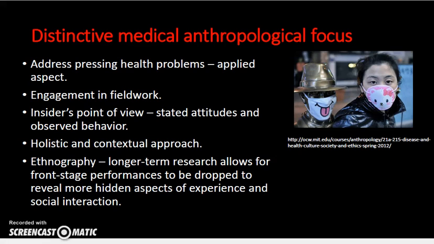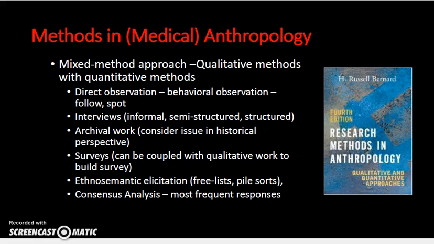Anthropologists, one of the key ideas in anthropology is that it's holistic as well as contextual. And this is something that's really fleshed out in ethnographic fieldwork, which is longer-term research, which allows for front-stage performances of individuals to be dropped in order to reveal more hidden aspects of experience and social interaction. And again, Singer and Baer talk about this quite extensively in their text.